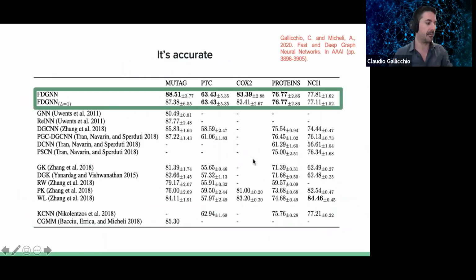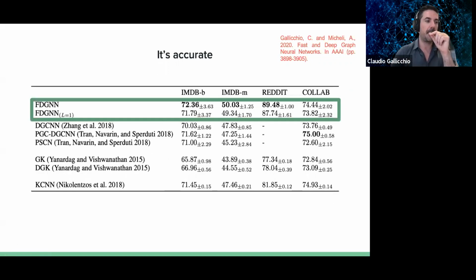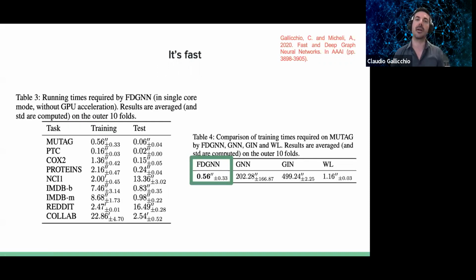And from the mathematical perspective, this is described in my last paper at AAAI, called Fast and Deep Graph Neural Network. So you can have a look at that. But the point is that the system is very accurate on the benchmark datasets. Compared to state-of-the-art deep neural network algorithms, it achieves a performance that is very similar or even better. But again, the point is that it is much more efficient.